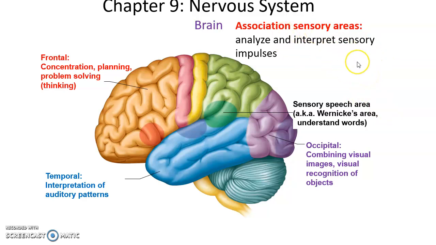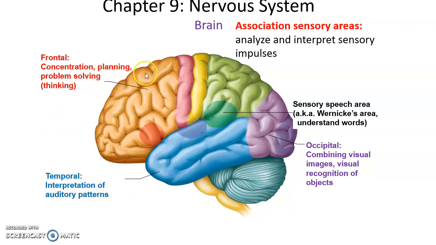Association sensory areas are areas near where the sensory information arrives in the cerebrum, and they help to analyze and interpret that sensory information. So for instance, near the visual area in the occipital lobe, we have association areas combining the information so that you can do things such as recognize the objects you see. In the temporal lobe, we have areas near the auditory area that allow us to interpret the auditory patterns to help us recognize what those sounds are.